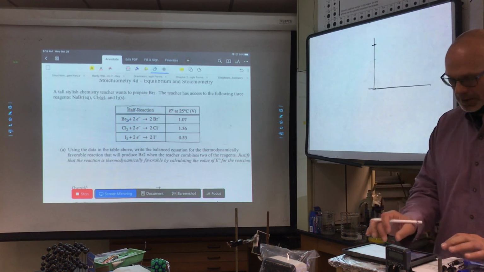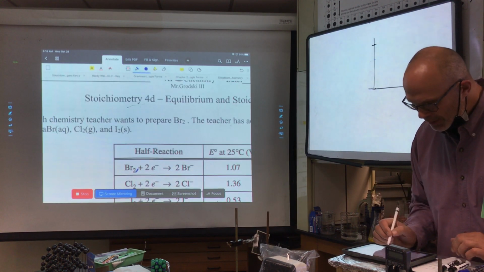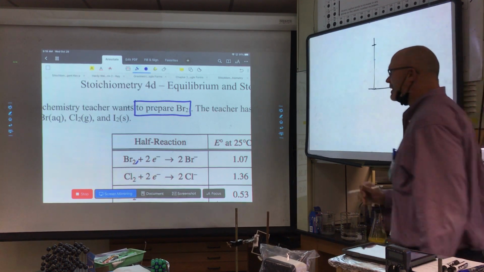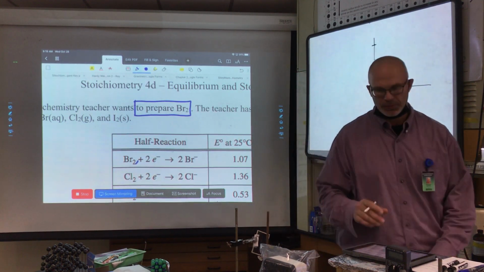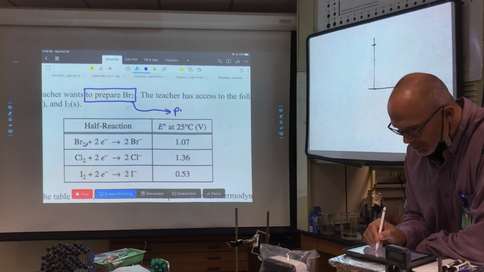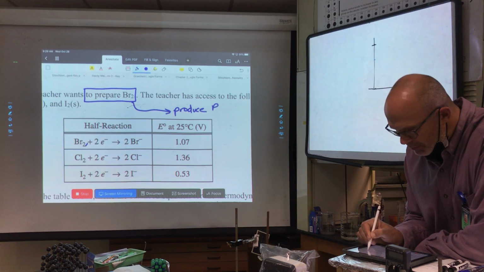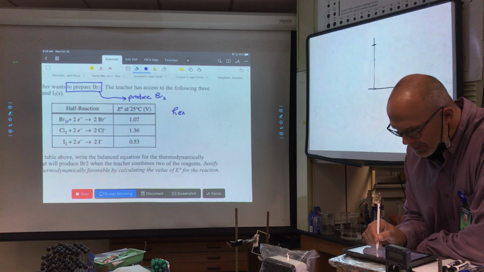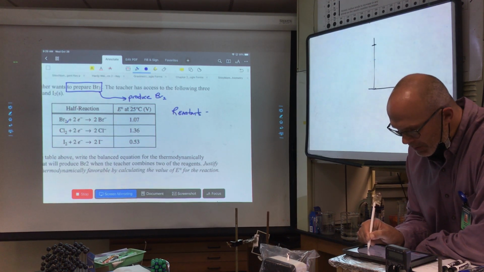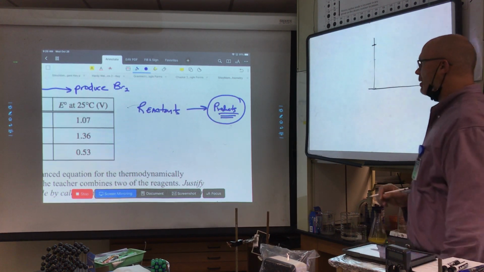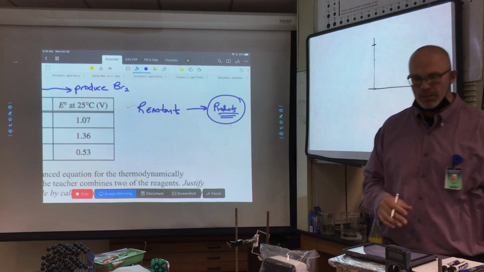Okay, now the key here is that the teacher wants to prepare Br2. So what does that statement mean if I'm preparing Br2? That means I'm going to produce Br2. Hey, it's a product, right? We have reactants become products. So right away, I'm telling you that I want Br2 in my product.